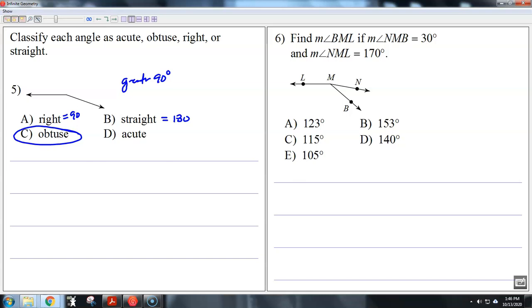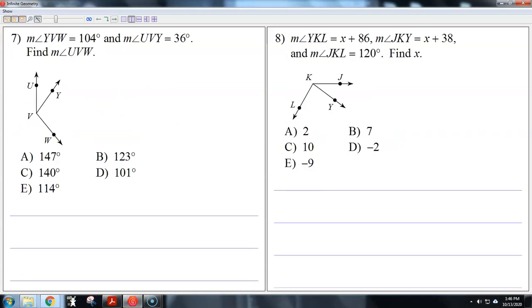Find BML. So we're looking for this angle right here, which is one of the two pieces. NMB is this small angle over there. And NML is the whole thing. So the whole thing right there is 170. So we should be able to do 170 subtract 30. Correct answer, D.